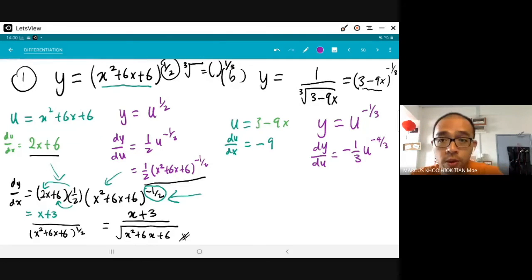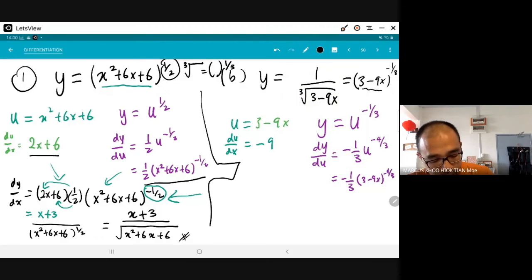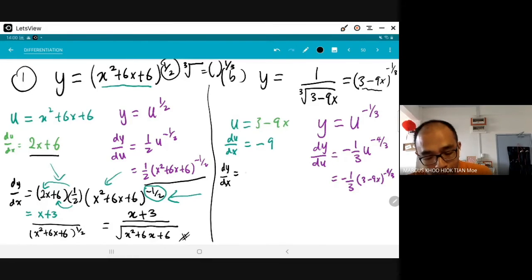Okay, so jangan kencang dengan negative 4 over 3 itu, kita masukkan u balik. So, negative 1 over 3, 3 minus 9x, power of negative 4 over 3. Then you combine it all. So I get dy dx equals to dy du, this whole purple thing, negative 1 over 3 times 3 minus 9x to the power of negative 4 over 3, times negative 9. Sebab du dx di sini.